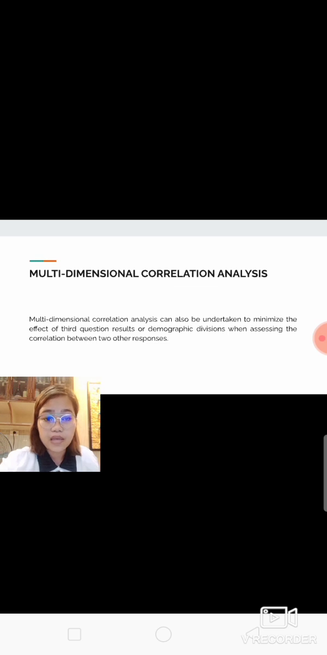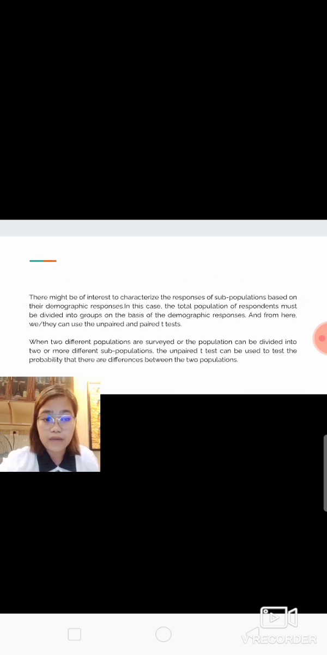But there might be interest in characterizing the responses of subpopulations based on their demographic responses. Meaning, there are times when we characterize the responses of others in line with their sex, age, race, etc., and that kind of response. In this case, the total population of respondents must be divided into groups on the basis of the demographic responses. And from here, we can use the unpaired and paired t-tests.